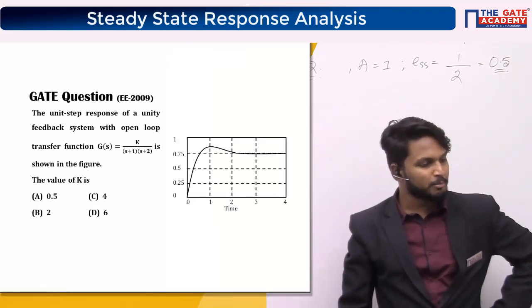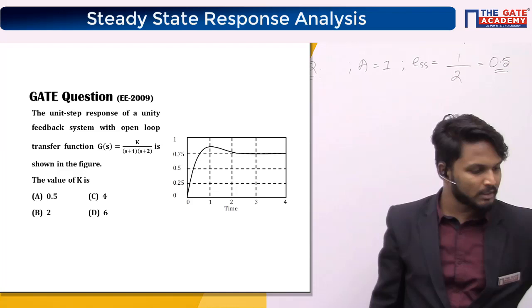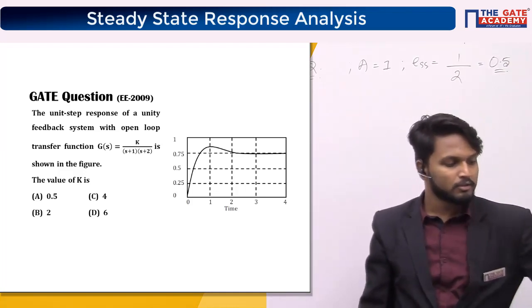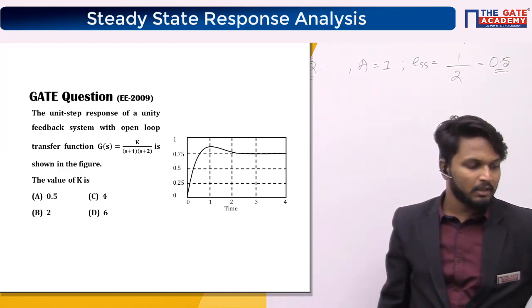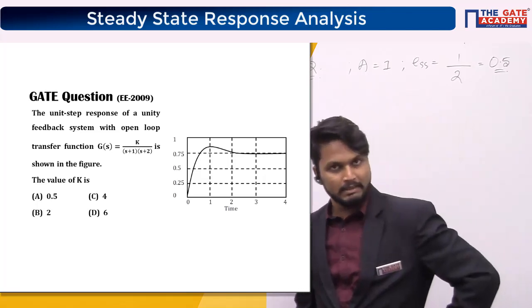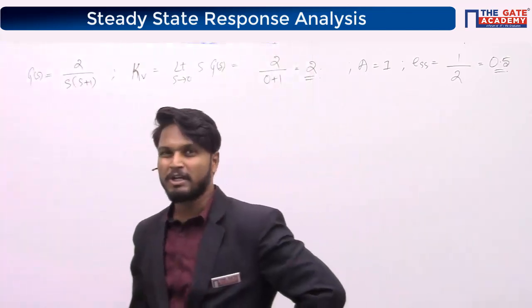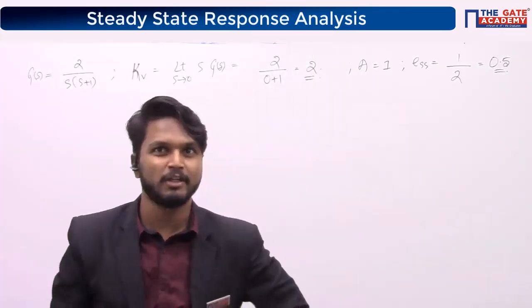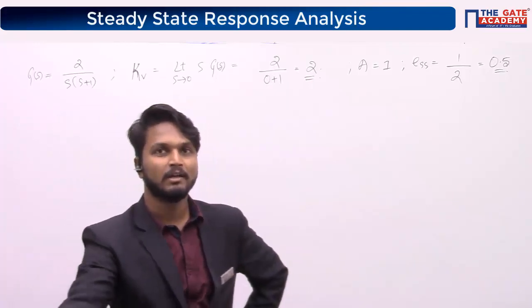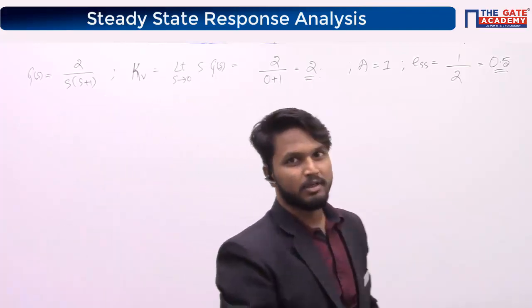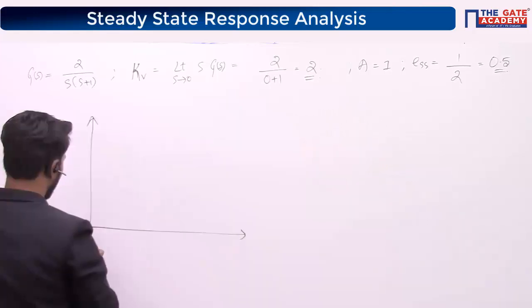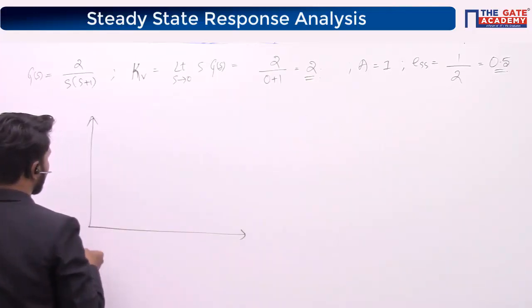The unit step response of a unity feedback system with open loop transfer function G of s is equal to so and so is shown in the figure. The value of K is? In the majority of the questions you will see unity feedback only, you won't see other than unity feedback. Generally the GATE board gives unity feedback systems only. Unit step input is provided.